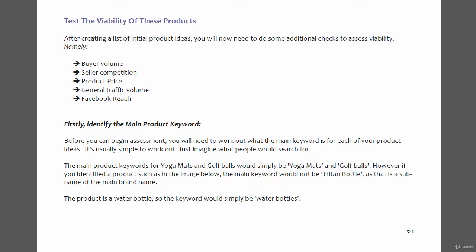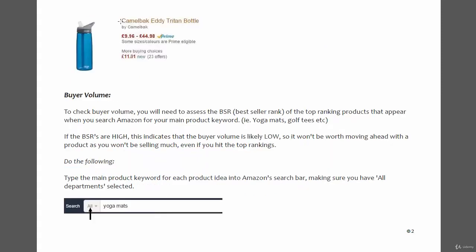However, in this example I've given here, and you can see this on the next page in the manual, there's this water bottle called Camelback Eddy Triton Bottle. Now you might have written this down in your spreadsheet as Camelback Eddy Triton Bottle, but clearly people are not going to be searching for that phrase when they're looking for water bottles. They're going to be searching for water bottles, and so that would be the main keyword phrase for this particular product.